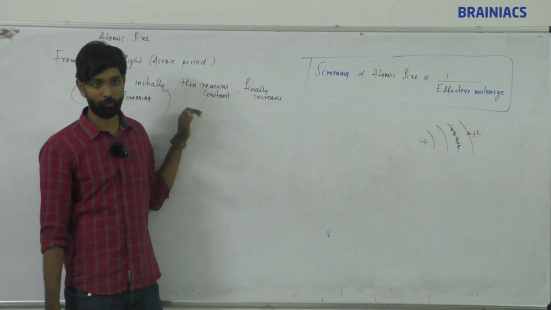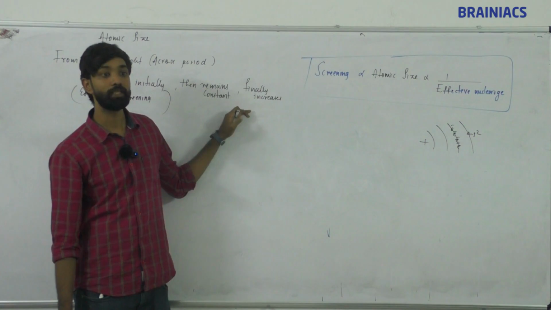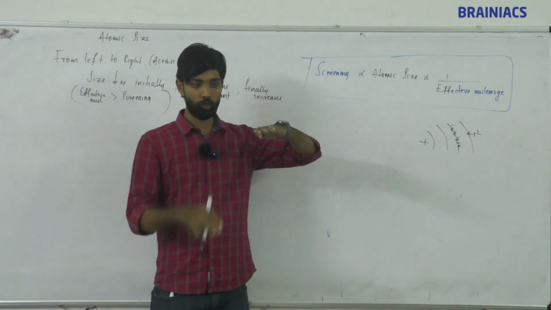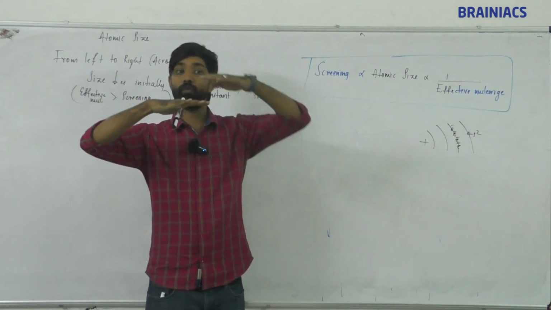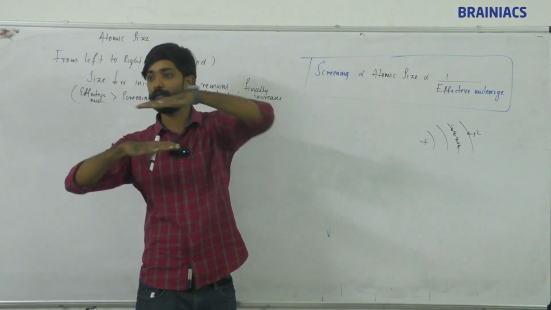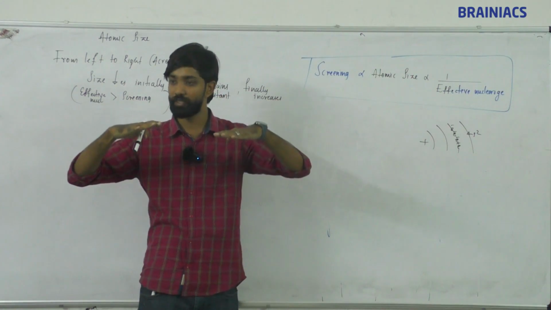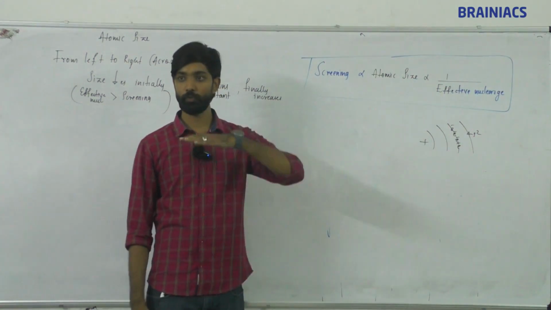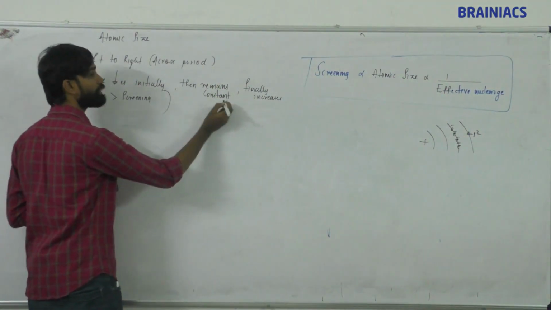But once it becomes 4d5 or 3d5, in the middle position the number of electrons increases, and consequently the screening effect increases. Both are increasing in a regular pattern. The screening effect increases the size, whereas at the very same time effective nuclear charge decreases the size. So one tries to increase the size and one tries to decrease the size, so it becomes a constant.